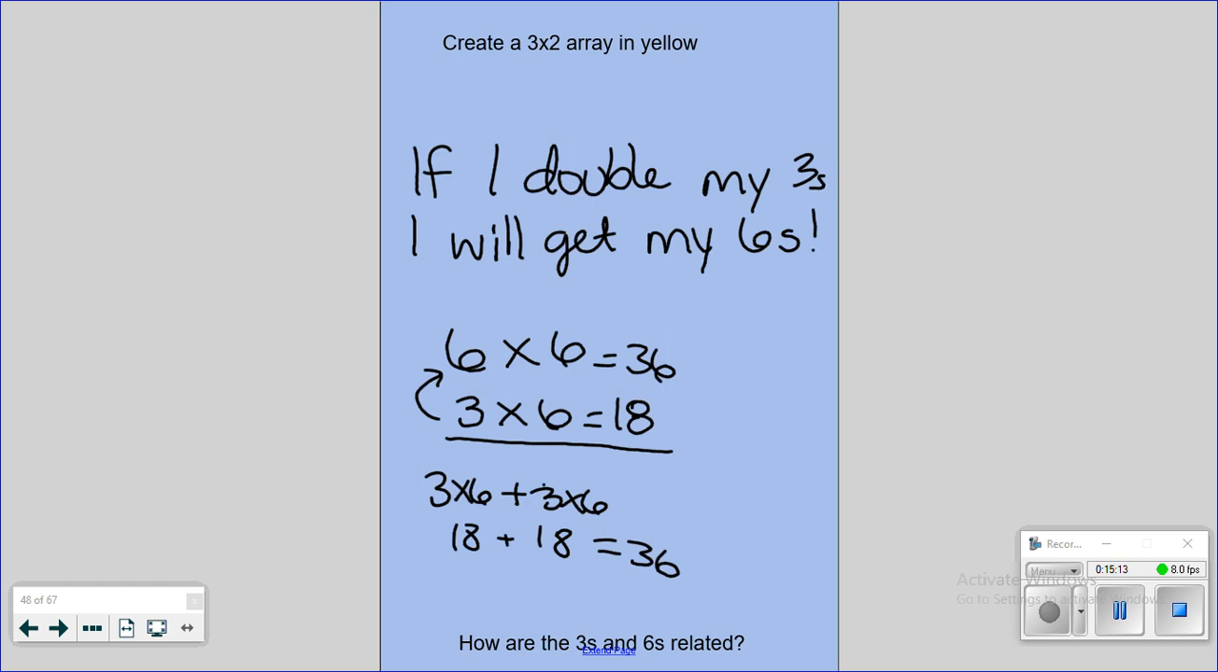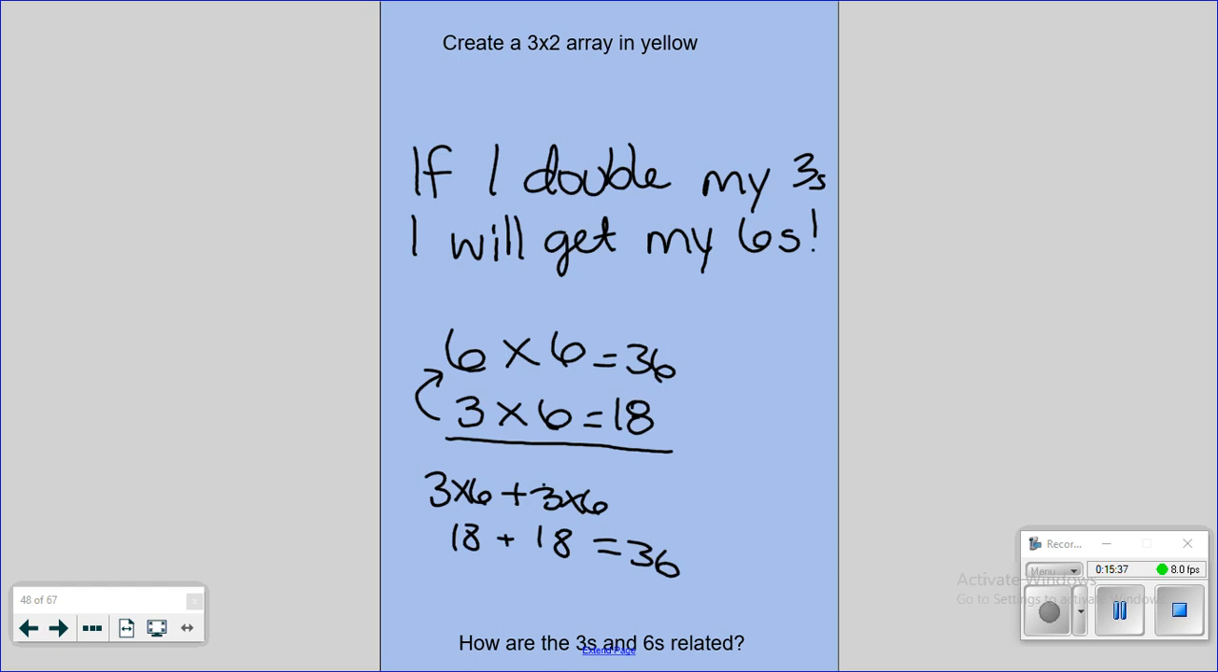Did we draw circles and dots? No. Could you? Yeah. This is just doing it another way, in a way that you could do it in your head. Circles and dots in your head would be really challenging. But being able to use our doubles, we could do that in our head.